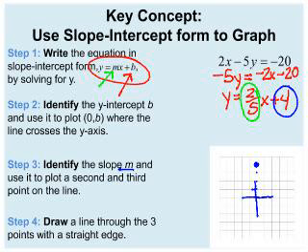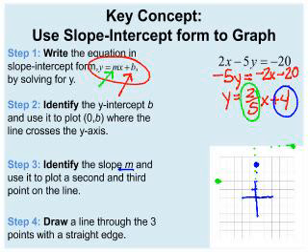So from this point, this y-intercept point of 4, I want to use the slope of 2/5. So I could rise 2, run 1, 2, 3, 4, 5, and have a point here. Or I can do the opposite. I can rise a negative 2 and run a negative 5, which puts a point here.